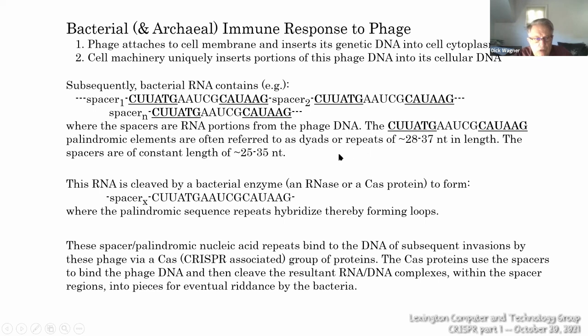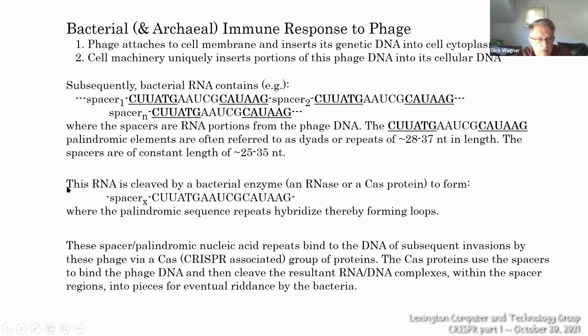All right, the palindromic things themselves as we go on are often referred to as dyads or repeats. And I've tried to, in the later slides, just use the word repeats. They are typically 28 to 37 nucleotides in length, and the spacers that came from the RNA that came from the phage are constant in length, somewhere between 25 and 35 nucleotides. In each species you're going to see a constant length there, whereas the palindromes may be somewhat different in length. They don't have to be exactly the same, but typically they are pretty close.